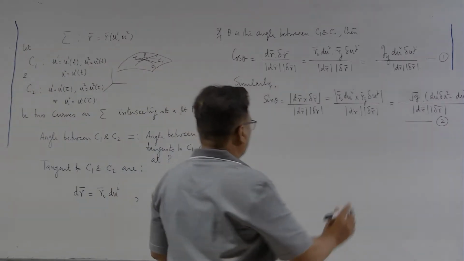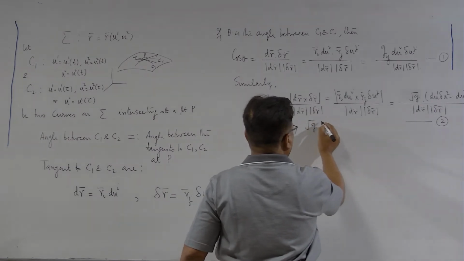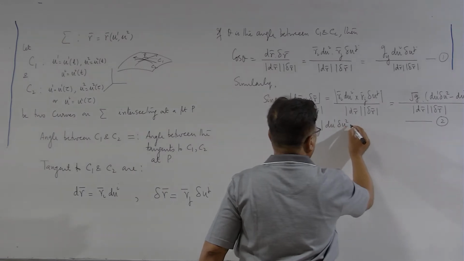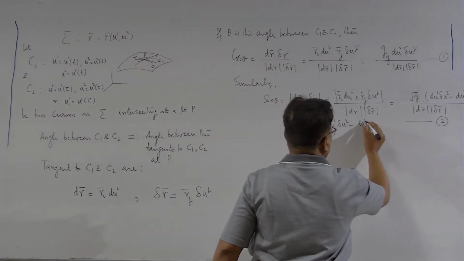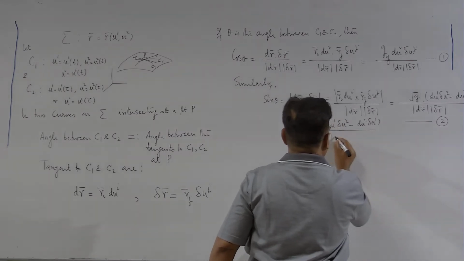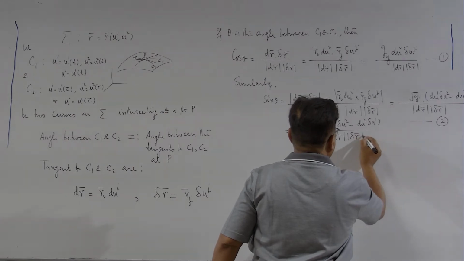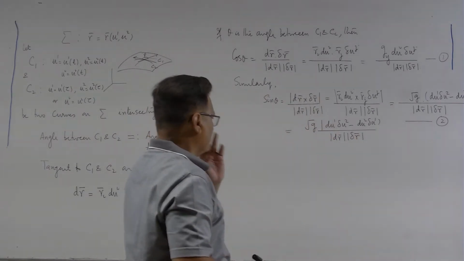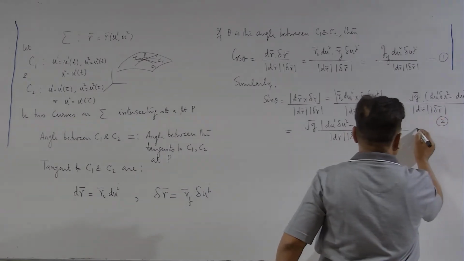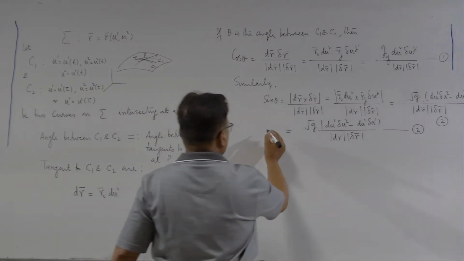Okay. So, let me rewrite down. If it is not visible, this becomes under root g, du 1 delta u 2 minus du 2 delta u 1 upon mod dr mod delta r. This is number 2. So these two expressions are there.